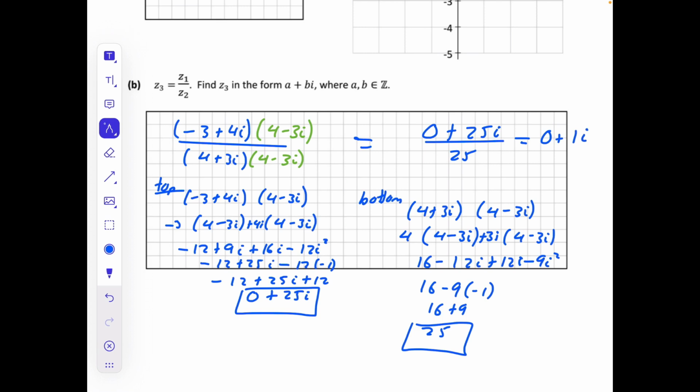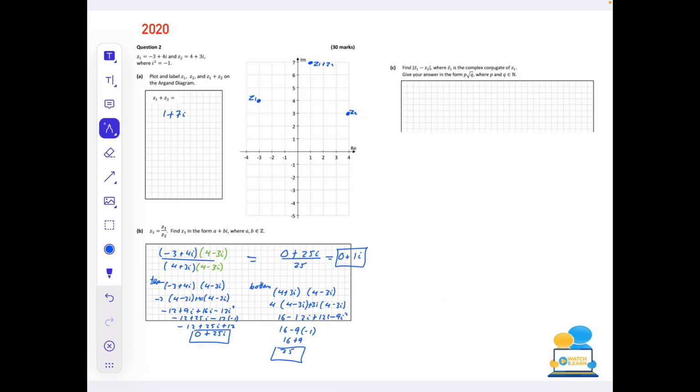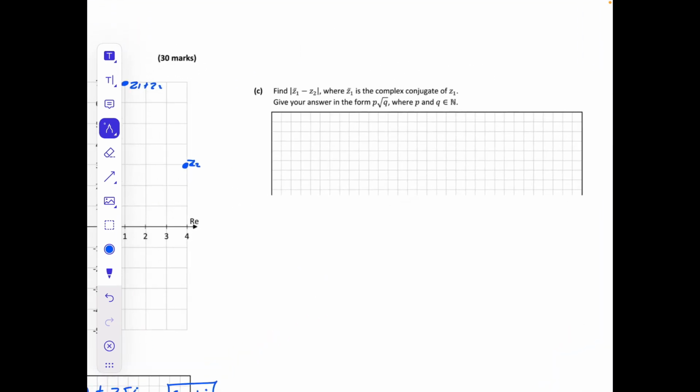Now, 0 divided by 25 will give me 0, and 25 divided by 25 will give me plus 1i as my final answer there. Okay, so those division questions are lovely if you know your method and can do it. It's next to impossible to get any marks in it if you have not learned your method. So you really need to learn: you multiply top and bottom by the conjugate of the bottom.